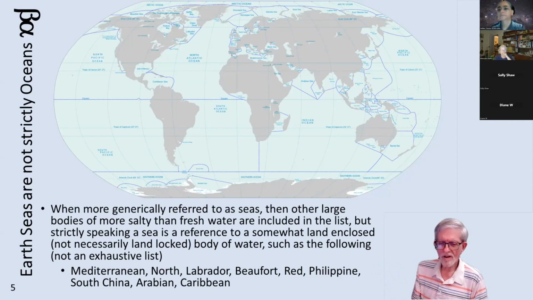So we have our 5 oceans. We also have some large noteworthy seas like the Mediterranean, the North Sea, the Labrador Sea, the Beaufort Sea, the Red Sea, the Philippine Sea, South China Sea, Arabian Sea, and Caribbean Sea. These are seas, but they just continue. There's no dividing line, unlike the Amazon, for the sea versus the ocean that's immediately adjacent to it.